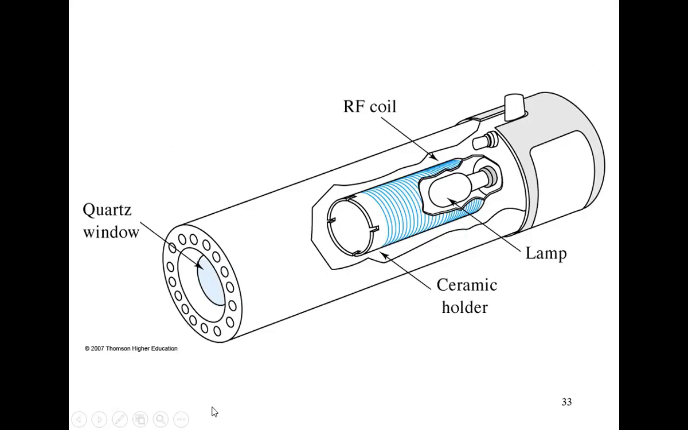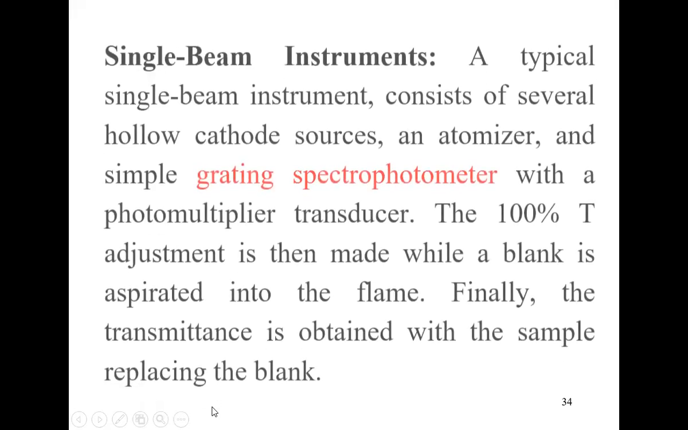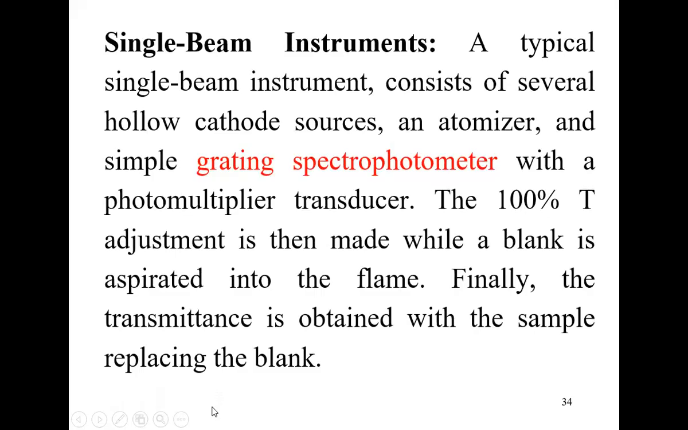So that is the electrode-less discharge lamp. Now I want to get here before I stop on, remember, radiation source and the instrument, on the single beam instrument, a typical single beam instrument. Usually, you know how a typical beam spectrophotometer works.